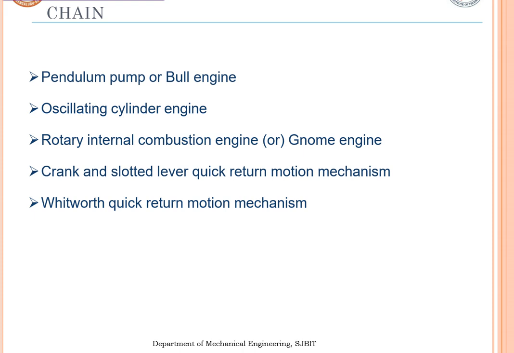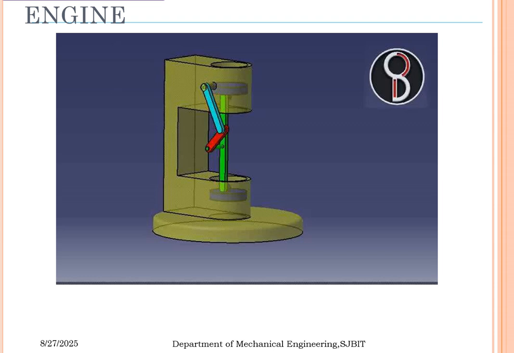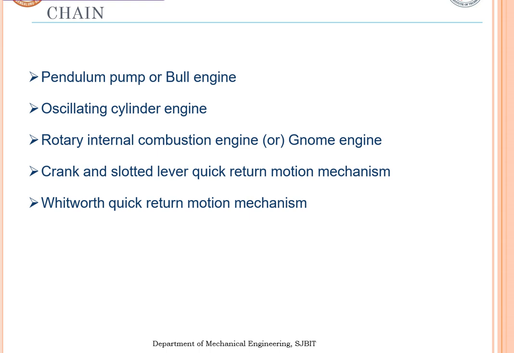Inversions of a single slider crank chain: if you take the bull engine, the bull engine is an example. The oscillating cylinder engine is an example. The crank and slotted lever quick return motion mechanism and the Whitworth quick return motion mechanism are also examples. So if you take the bull engine, it is also called a pendulum pump.